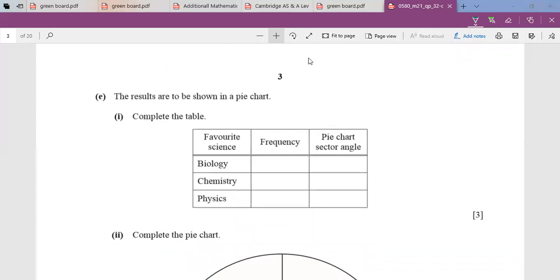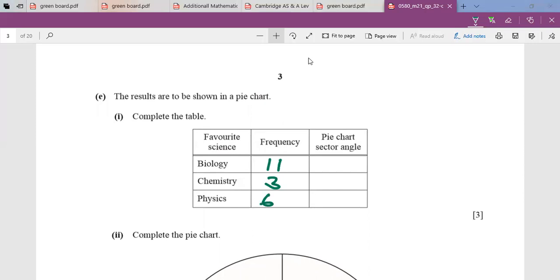We go to E. The results are to be shown in a pie chart. Complete the table below. So this is biology. How many chose biology? There are 11. Those that went for chemistry, there are 3. Those that went for physics are 6.